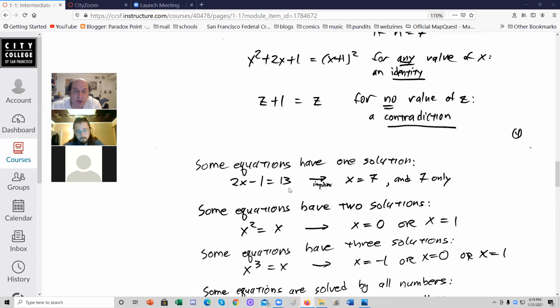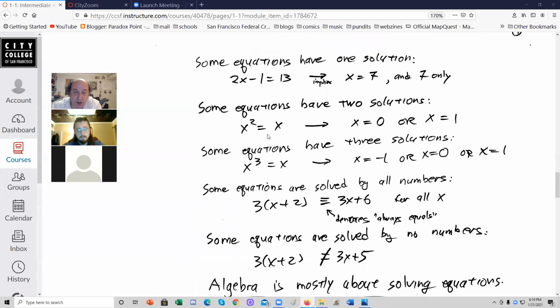This equation, 2x minus 1 equals 13, has one solution, 7 and 7 only. Here's an equation, x squared equals x. It has two solutions, 0 squared equals 0 and 1 squared equals 1. So 0 and 1 are solutions.